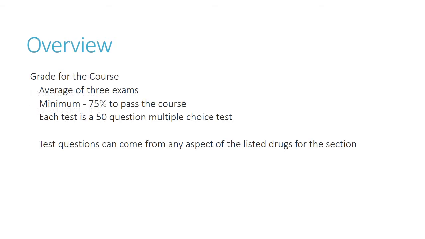Just so you know, the course is going to be based on a total of 3 exams. You need to have, again, a 75% average in order to pass the course. There'll be 50 multiple choice questions. I don't like to do a lot of questions of like, which one of these is a beta-lactam antibiotic?